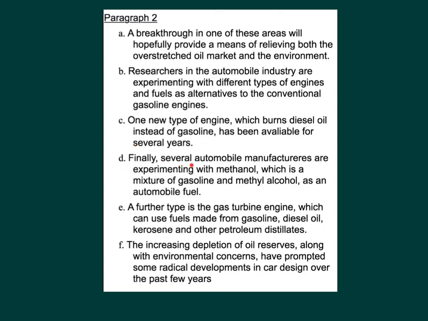D. Finally, several automobile manufacturers are experimenting with methanol, which is a mixture of gasoline and methyl alcohol, as automobile fuel. E. A further type is the gas turbine engine, which can use fuels made from gasoline, diesel oil, kerosene, and other petroleum distillates. F. The increasing depletion of oil reserves along with environmental concerns have prompted some radical developments in car design over the past few years.